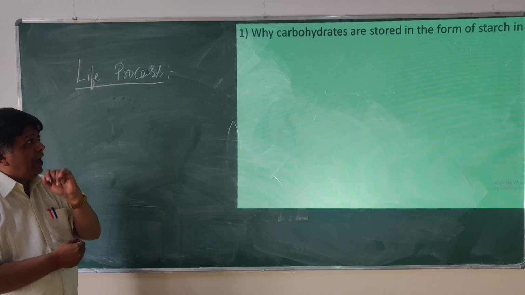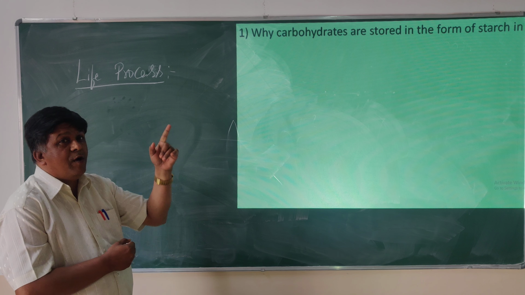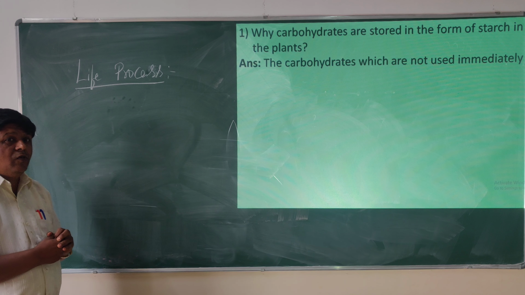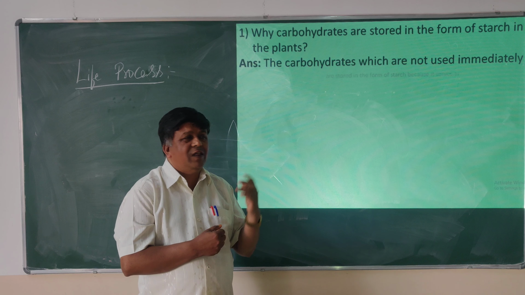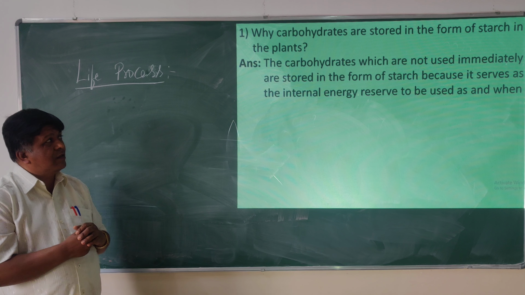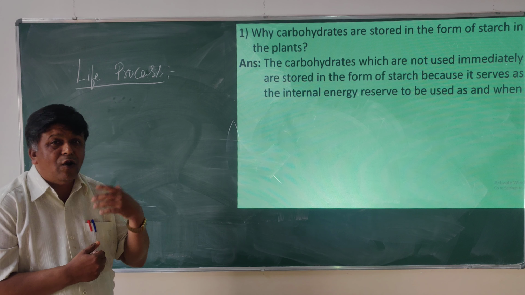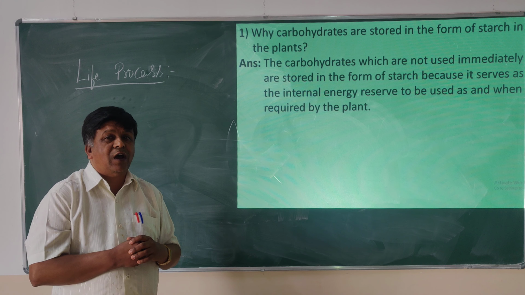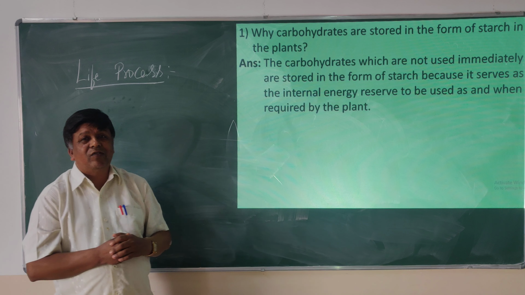My question number 1 is this. Why are carbohydrates stored in the form of starch in plants? This is a very simple 2 marks question. So what is the answer for this? Carbohydrates which are prepared are not immediately used in plants. Therefore, these are converted into starch. The question is why starch? Very simple, because it serves as an internal energy reserve.